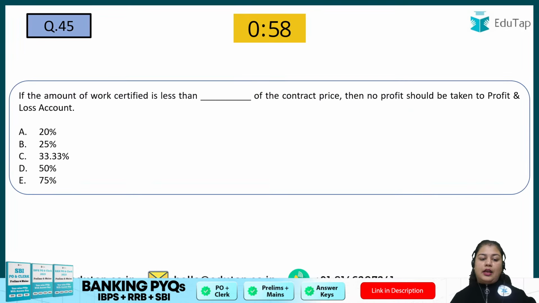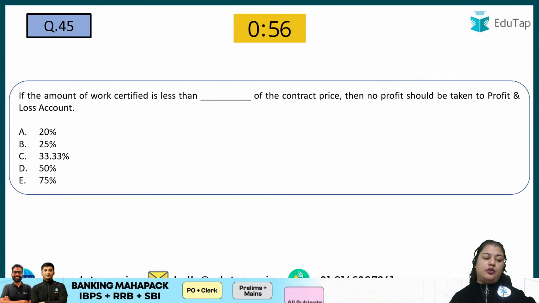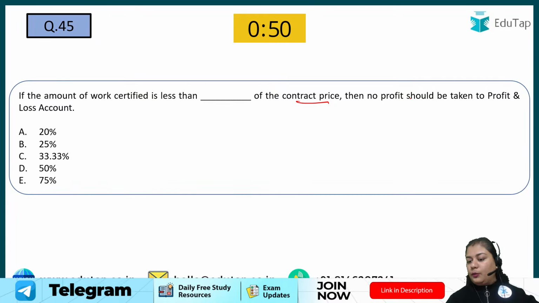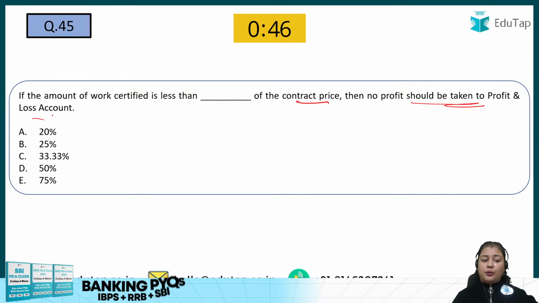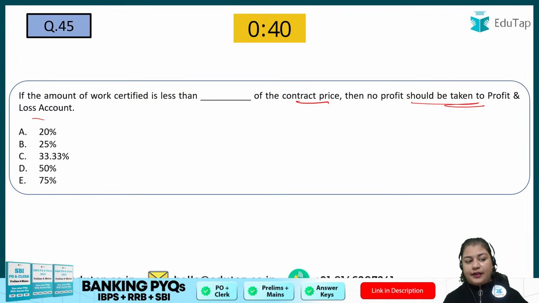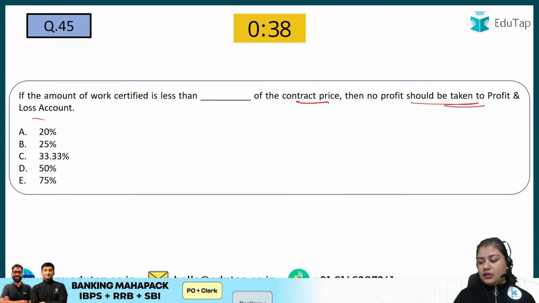Question 45. Now this is something that you have to learn. If the amount of work certified is less than dash of the contract price, then no profit should be taken to the P&L account. How much should it be? Then no profit should be taken to the P&L account. Very, very easy. Quickly answer this.